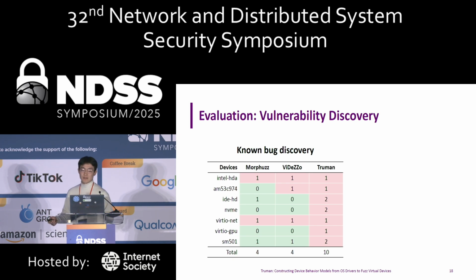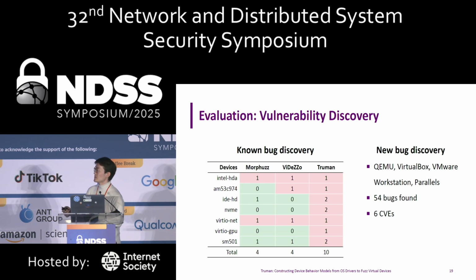Truman's evaluation demonstrates its effectiveness in discovering both known and new bugs across major hypervisors, including QEMU, VirtualBox, VMware, and Parallels. In terms of known bug discovery, Truman successfully identified vulnerabilities that have been previously reported. This validates its ability to thoroughly explore device state and generate inputs that replicate complex bug conditions, providing confidence in its accuracy and coverage. Beyond known bugs, Truman discovered 54 new vulnerabilities, including 6 CVEs.